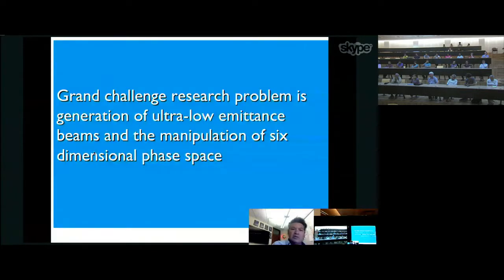All right, so let me switch gears and finish up with a grand challenge research problem, and this is related to laser wakefield acceleration: the generation of ultra-low emittance beams and the manipulation of 6-dimensional phase space.